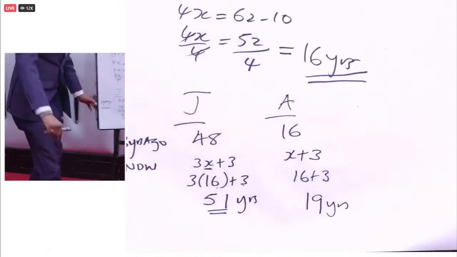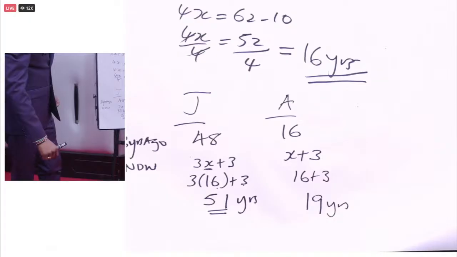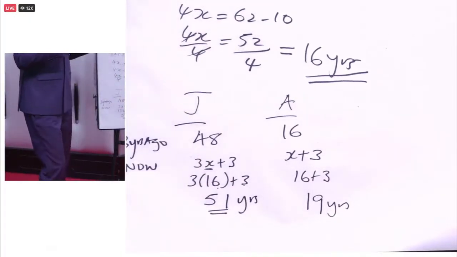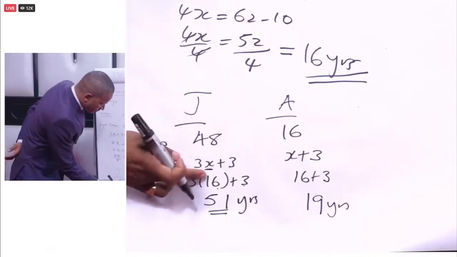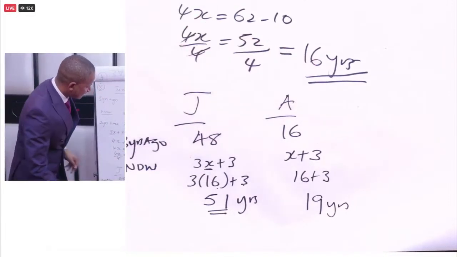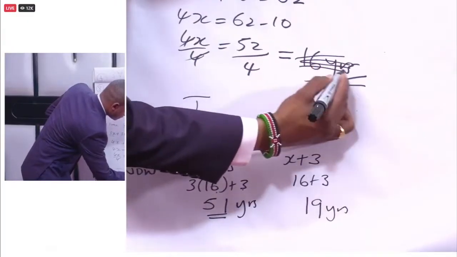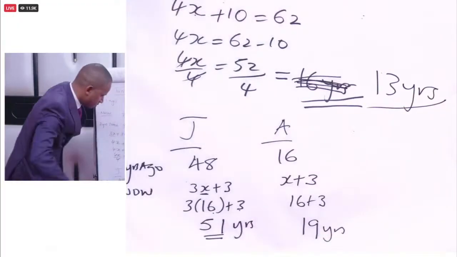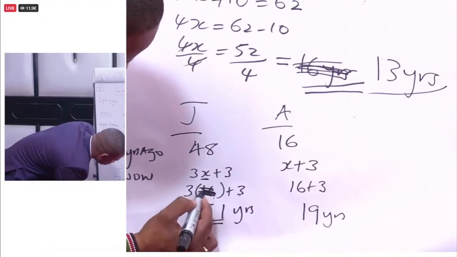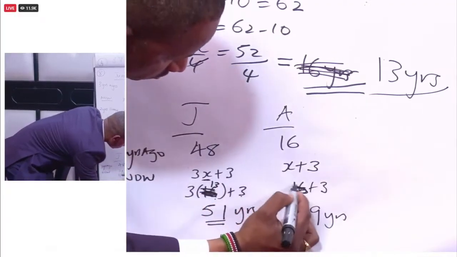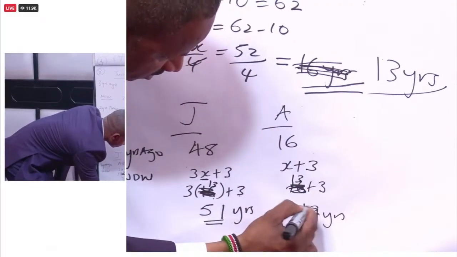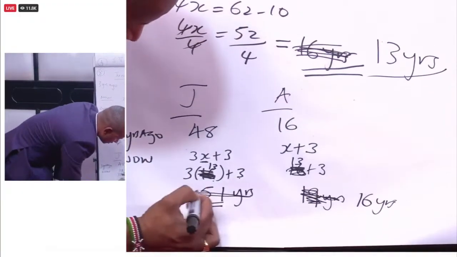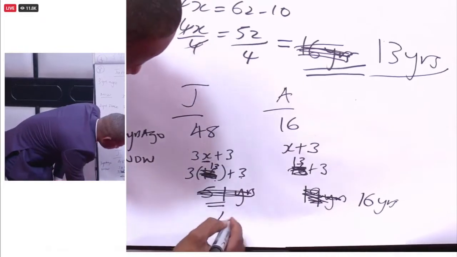So this is 13. X is 13, not 16. Class, be attentive and be very careful when you are solving this, because we have already gotten a very good answer here. It is 13, not 16, 13 years. So you replace here with 13, not 16. Here also 13. So this changes and becomes 16 years. So this changes and becomes 39, plus 3 is 42 years.